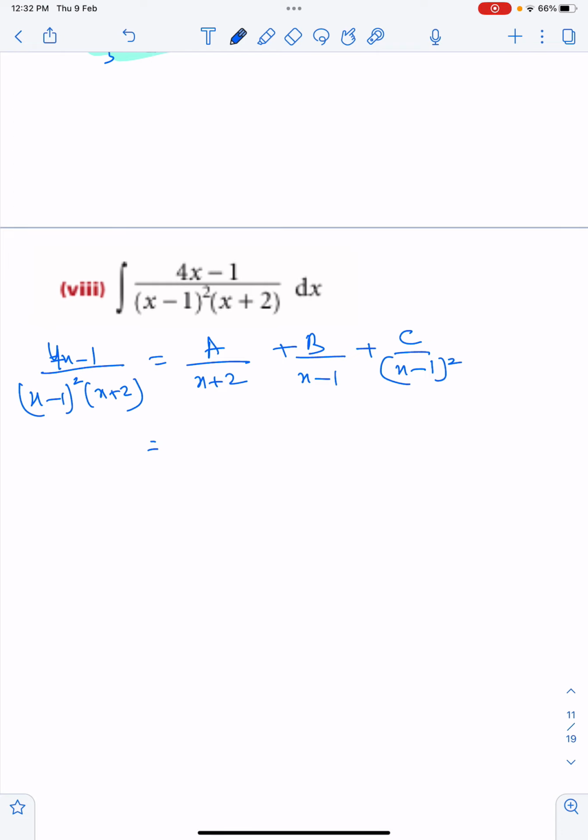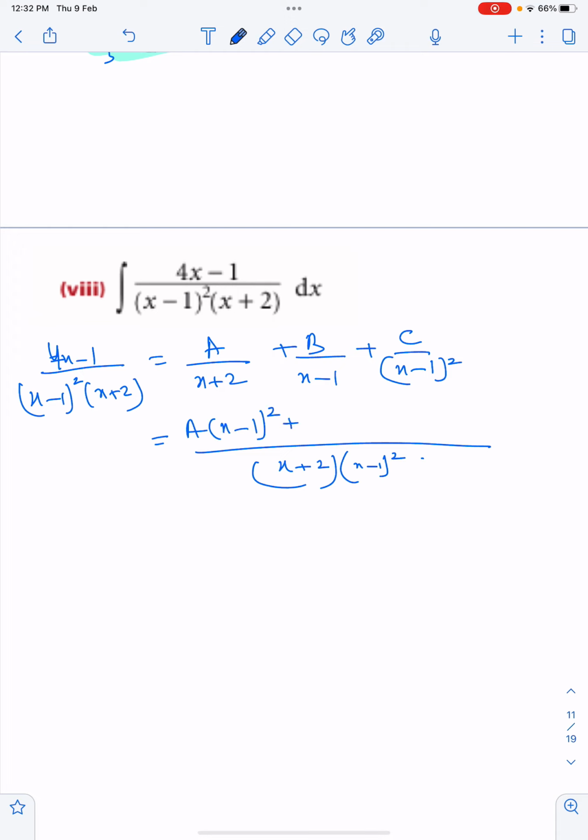Okay, let's take out the LCM. If you take out the LCM, it is going to be x plus 2 and x minus 1 the whole square. So this is going to be a into x minus 1 the whole square, plus b into x minus 1 into x plus 2, and c will be multiplied by x plus 2. Since the two denominators on both the sides are the same, we can cancel them out.